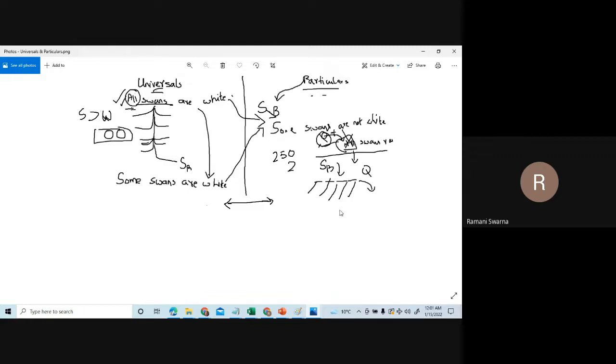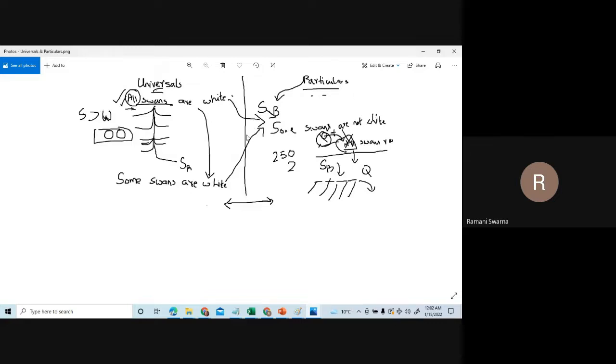And one fine day, somebody in an Australasian country saw that yes, there was something called a black swan. So what happened to this universal statement? They reduced it to a particular statement. Depending upon that one swan, the entire universality of the generalized statement that all swans are white collapsed into some swans are white. So this kind of debate is always taking place between the universals and the particulars from time to time.